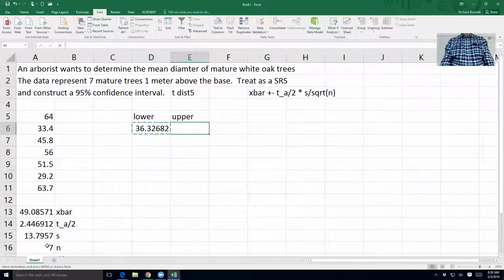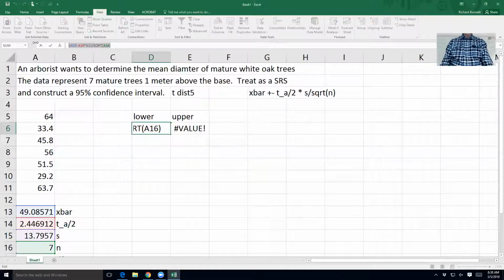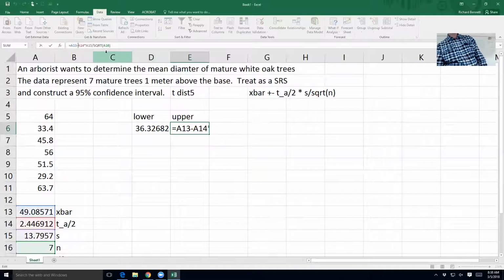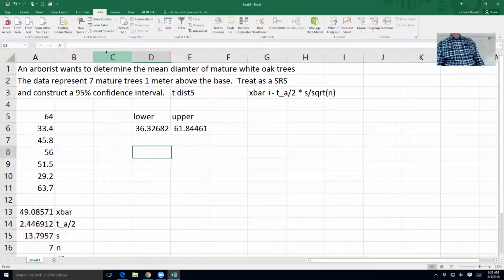Now, can I copy it and paste it? I can, if I do it right. I don't want to copy it there, I want to copy it up here. If I press Control C and then Control V, it should get the same answer. What's the only change I make? Change that minus to a plus. Okay. And then I would like Tanner to interpret this confidence interval for me.